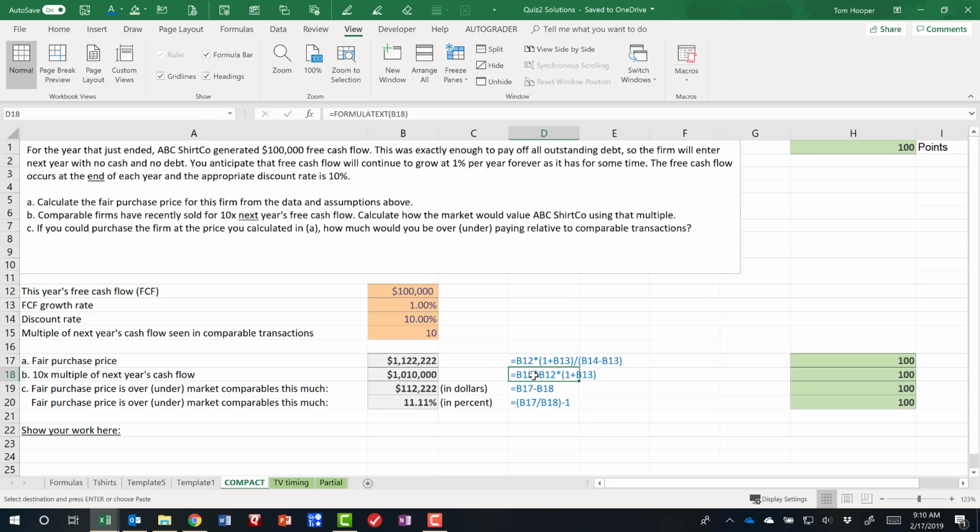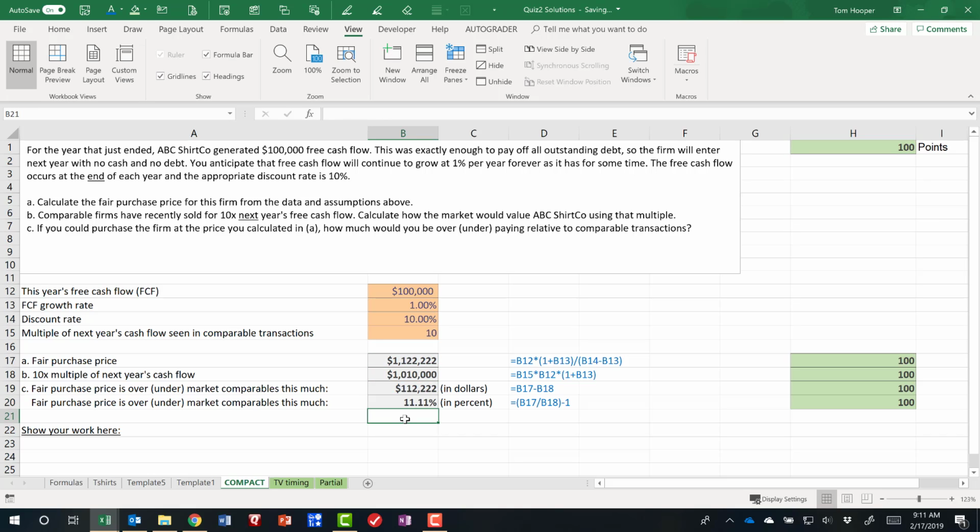So we want to take 10 times this year's cash flow times 1 plus the growth rate to get next year's cash flow, and that gives us the fair value of the firm. So how much are we overpaying relative to that reference point? We subtract the two, and a lot of people got those backwards. Make sure you don't get those backwards. And then if we want to see that as a percent, we can write it like this.